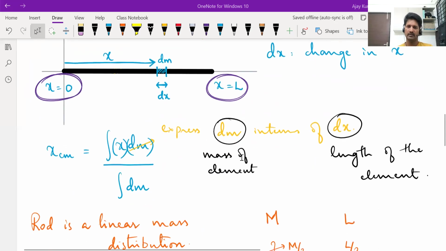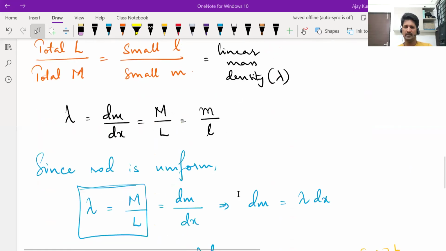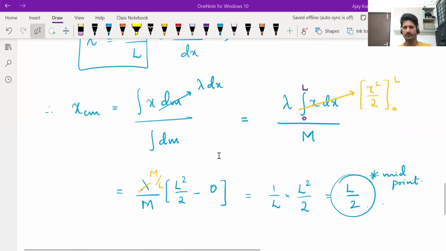That we did. To do that, what did we make use of? We made use of the fact that this is a linear mass distribution. Total mass by total length will be equal to small mass by small length. Based on that, we could express dm in terms of dx. And then integration gave us the answer as L by 2. Is it clear to all of you? Any doubts in this?